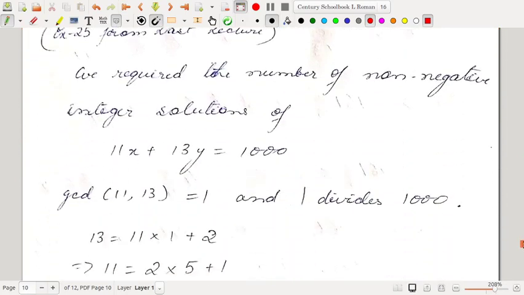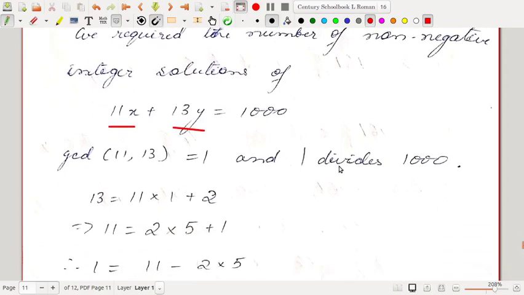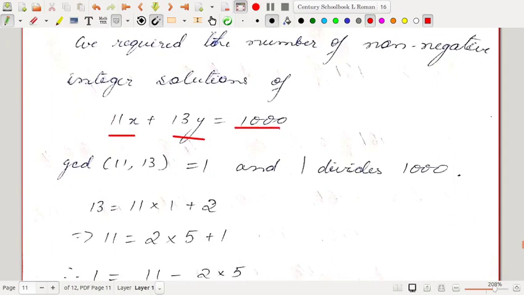From the 25th problem from the last lecture, we had one problem where each pen costs 11 rupees and each pencil costs 13 rupees. We had to find the number of ways in which we can buy pens and pencils so that the exact cost is 1000. This was the problem. This problem we can also solve using the Diophantine equation method. I had mentioned that earlier in the last video.